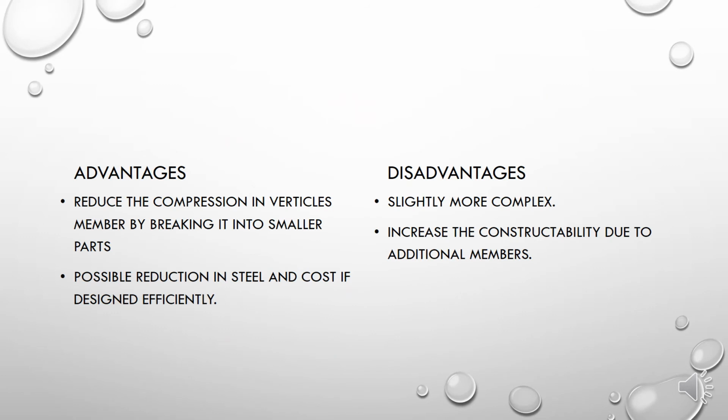So the advantages and disadvantages of the K-truss. The advantages are, first, it reduces the compression in vertical members by breaking them into smaller parts. Second, it is possible to reduce the steel and cost if the design is made efficiently.